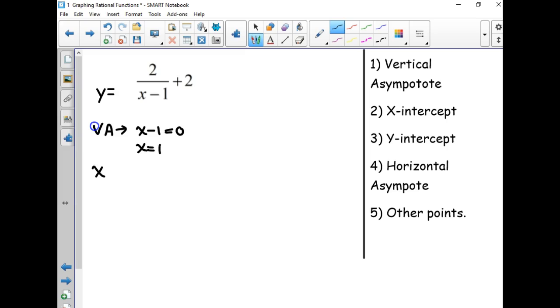Okay, now my x-intercept. Now, because of that constant, I do need to set it equal to 0 and go all the way to find that x-intercept. So I'm going to say 0 is equal to 2 over x minus 1 plus 2. And then what do I need to do to solve for x here? I did this in the last example yesterday. I just didn't record it. Not all of you were paying attention. How do I get x by itself? Yeah, subtract 2. So I have negative 2 is equal to 2 over x minus 1.